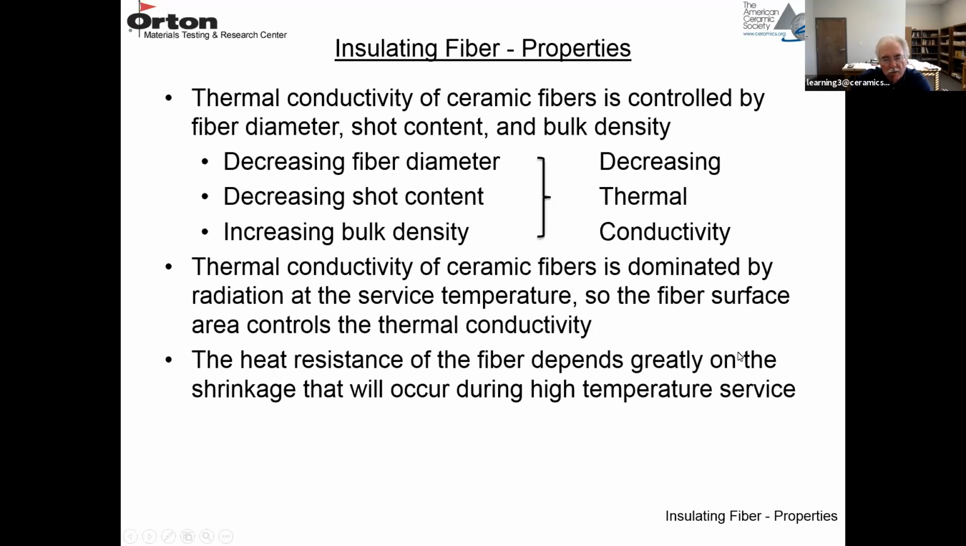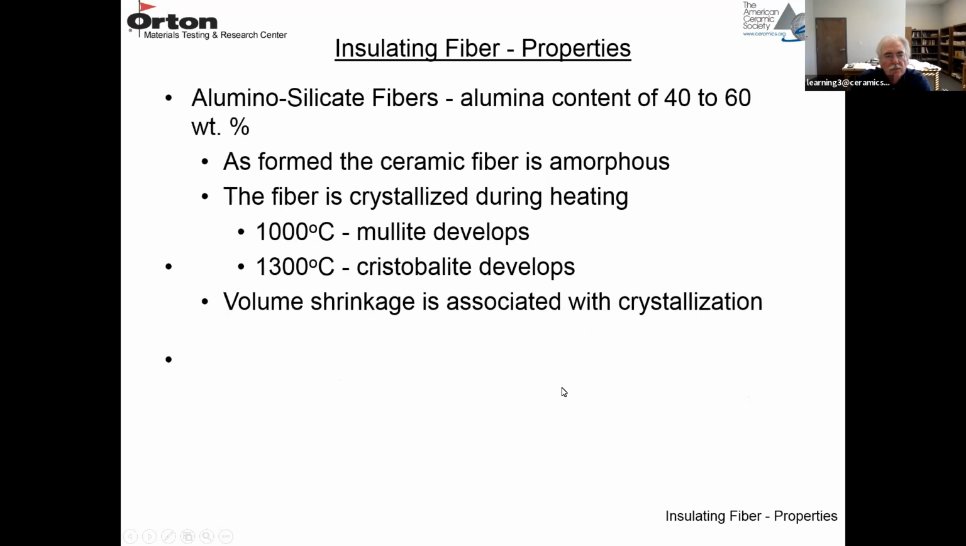The heat resistance of the fiber depends greatly on the shrinkage that's going to occur at the surface temperature. The aluminosilicate fibers have an alumina content between 40 and 60 weight%. When you form this fiber, you have a stream of molten glass, basically an amorphous material, and you quench it by either spinning it or blowing it with an airstream. You're quenching it and freezing in this amorphous structure. So it's a glassy or amorphous fiber.